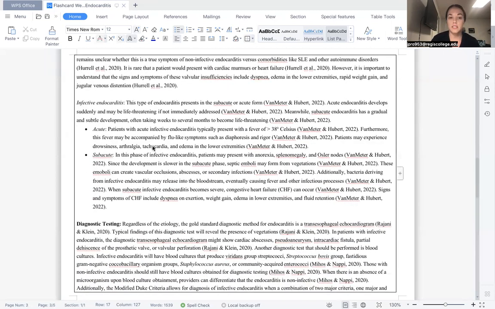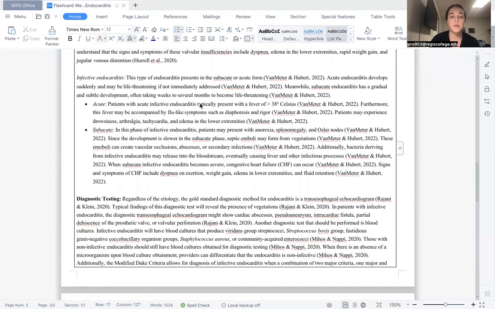With infective endocarditis, we see that it presents in either a subacute or acute form. So I broke them up into two different ways. The acute endocarditis is going to develop very suddenly, and that's life-threatening if it's not immediately addressed. However, subacute endocarditis is going to be more gradual and subtle, and it could take from weeks to several months before it becomes life-threatening to a patient.